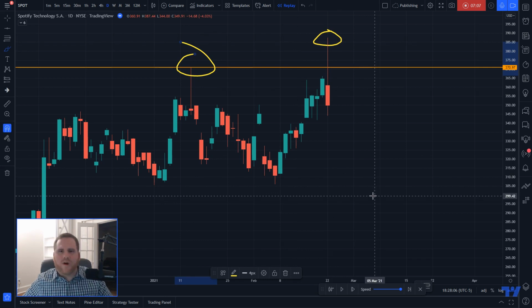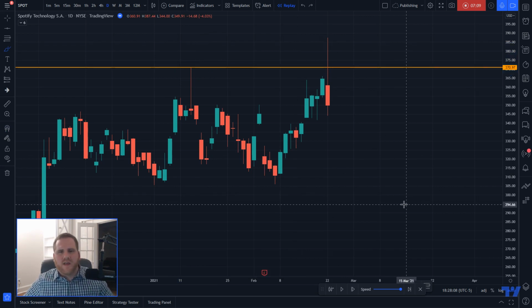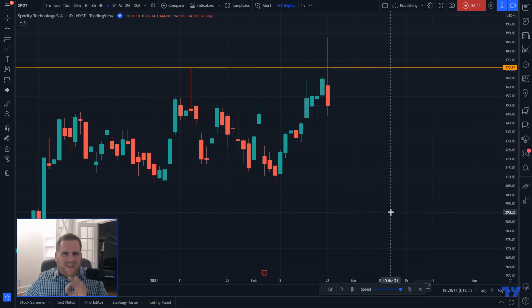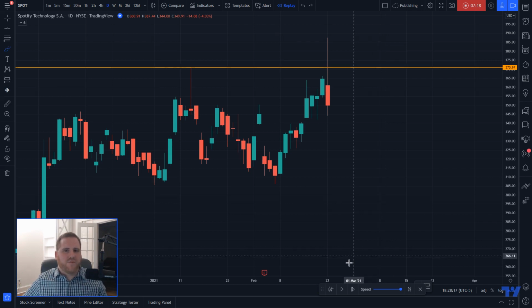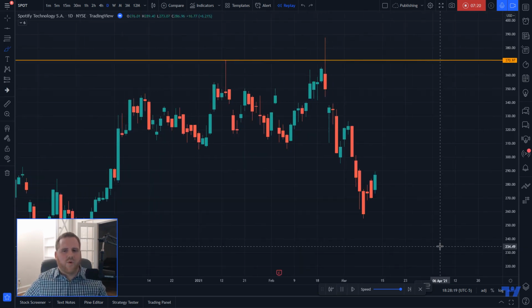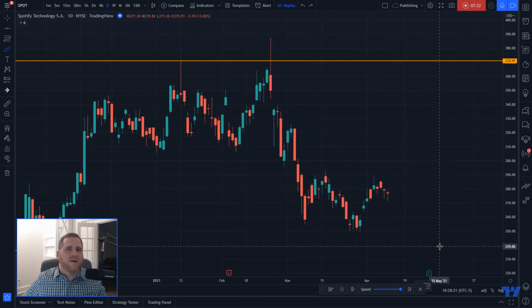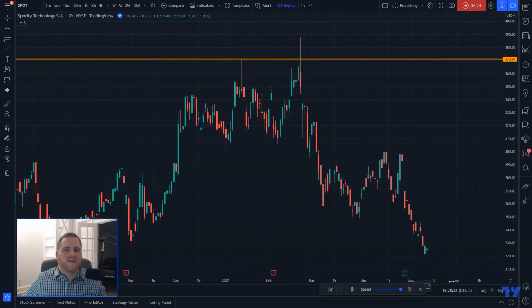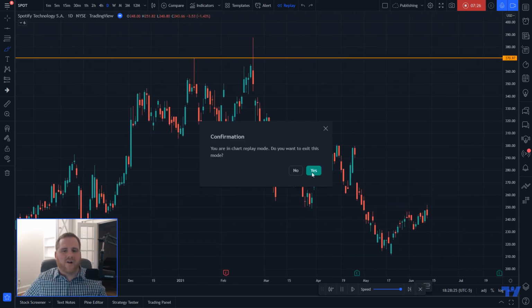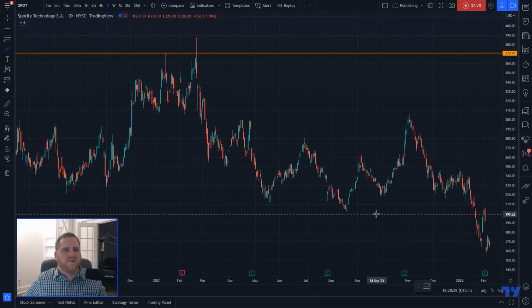Warning, danger, Will Robinson, danger. And traders really needed to take heed to this then. No matter what they thought about the company, the fact that they couldn't push it higher was a warning sign. And so far, Spotify has never traded higher than that warning sign there. It's very powerful.